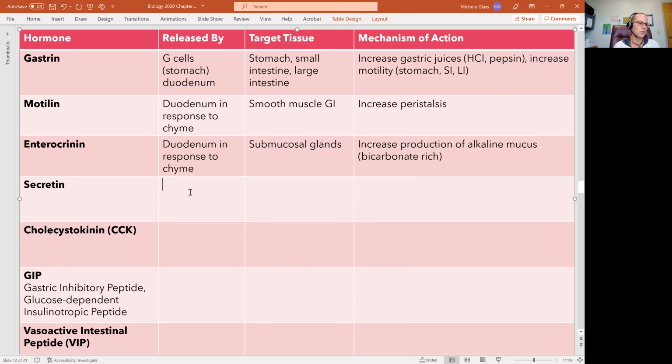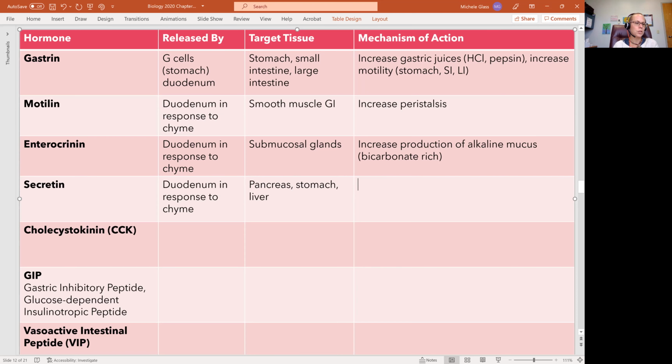Next one on our list is secretin. And secretin is going to be released by the duodenum in response to chyme. So this is a pattern that we're seeing. And this time, we're going to be targeting the pancreas. We're going to be targeting the stomach. And we're going to be targeting the liver.